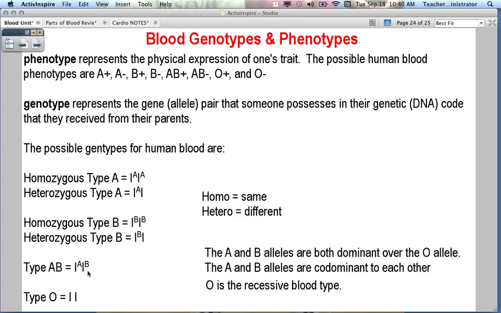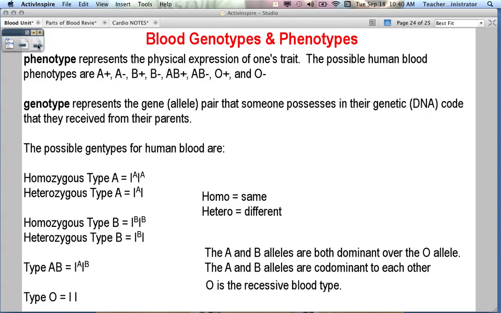Type AB is what we know as the codominant blood type because A and B are codominant. One doesn't dominate over the other. So if one parent codes for you to make type A antigens and the other one codes for you to make the B antigens, you're going to make both. So you're going to have type AB blood. Type O is the recessive blood type because the only way you can have it is for both parents to donate the allele that codes for you to not make any antigens. You don't make the A or the B.